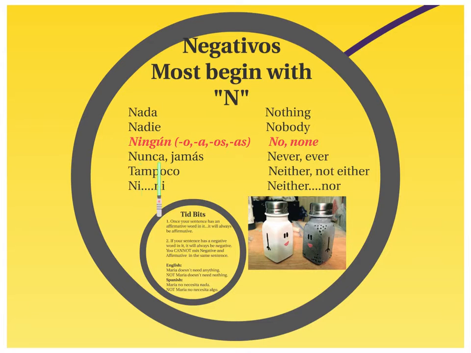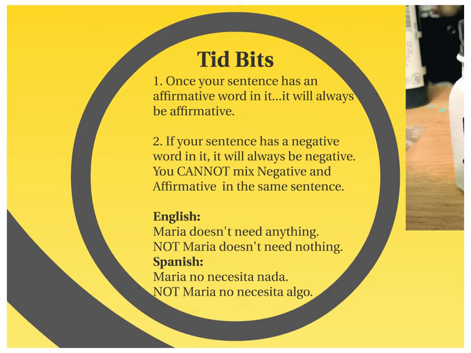Here we've got nunca, jamás is never or ever, tampoco, neither or not either, and then ni. For my last example, would you prefer coffee or tea? If your answer was I do not prefer coffee or tea, in English we say I don't prefer this or that. In Spanish we would say I don't prefer neither coffee nor tea. Yo no prefiero ni café ni el té.